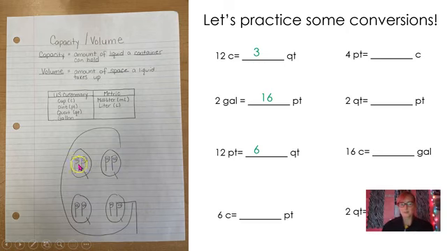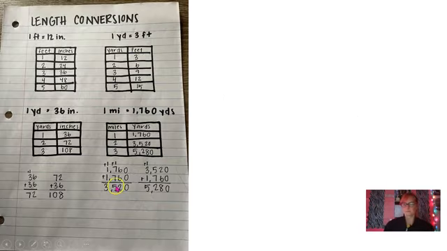6 cups, 2, 4, 6 would be 1, 2, 3 pints. 4 pints, 1, 2, 3, 4 would be 2, 4, 6, 8 cups. 2 quarts would be 1, 2, 3, 4 pints. 16 cups, 2, 4, 6, 8, 10, 12, 14, 16 is 1 gallon. And 2 quarts would be 8 cups.